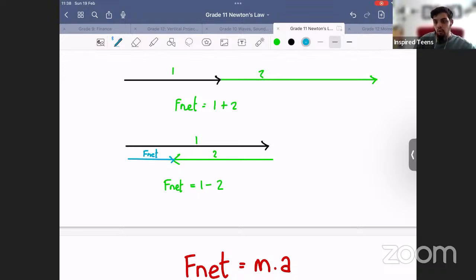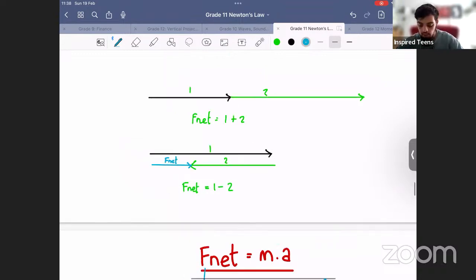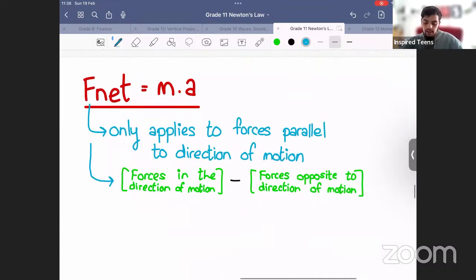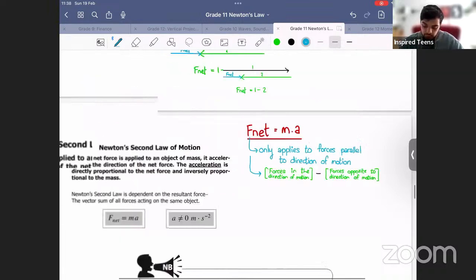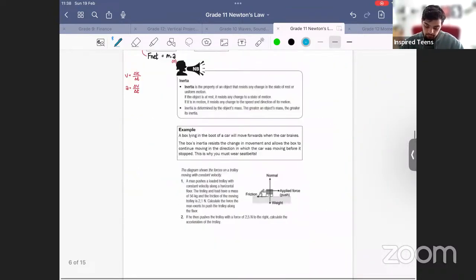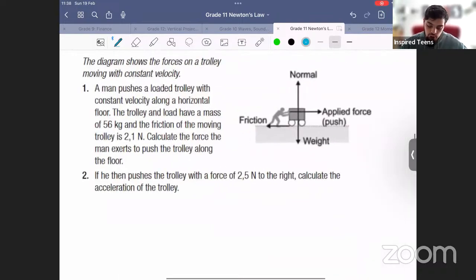Okay, so yes, it is all the forces. What is your question exactly? Is it all the forces? Yes, it's when we consider all the forces, but it's not necessarily combined. You're not always just going to add them all up, right? F net could be smaller at times as well. Okay, so just keep this in mind, that F net is equal to forces in the direction of motion minus forces opposite to the direction of motion. Okay, so let's have a look. Now, the diagram shows the forces on a trolley.